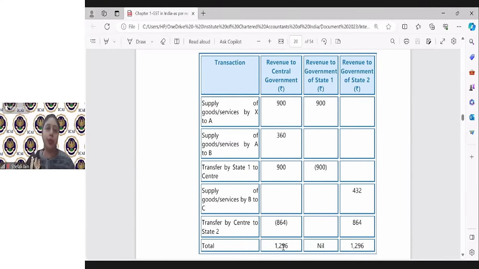So Mamta is asking to explain this chart in Hindi. Mamta, if time permits, I will take it after the class. At the end of the session, I will take it. I know it is a bit complicated. I will explain it to you again.